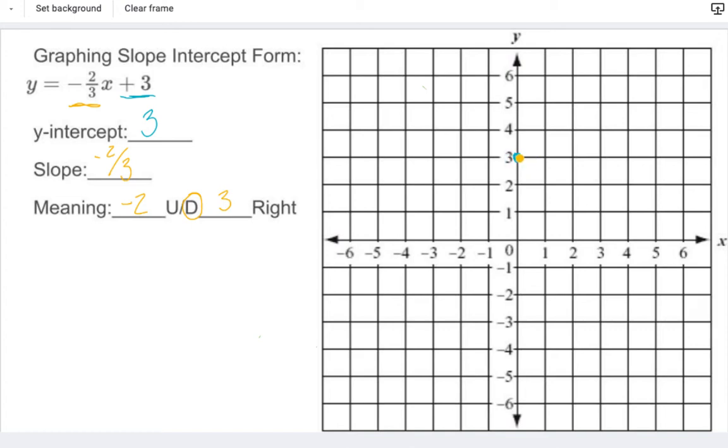So we're going to go 3 to the right and 2 down. And there we can plot our second point. Now that we have 2 points, we can draw a line through them.